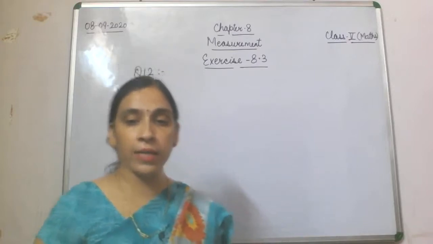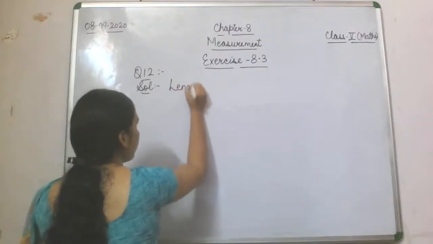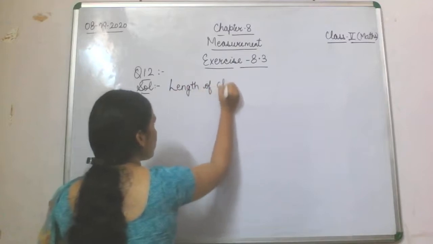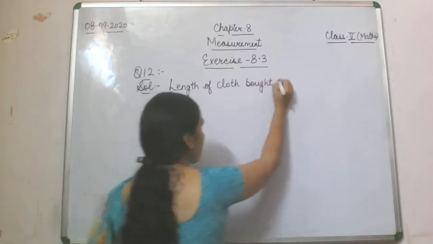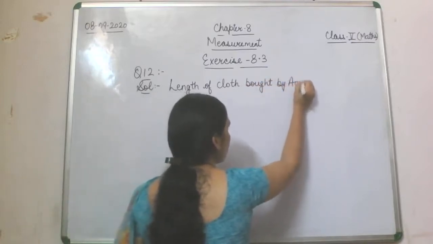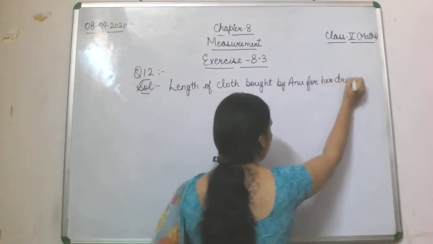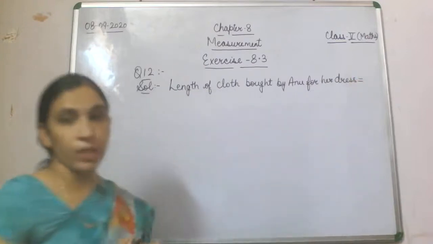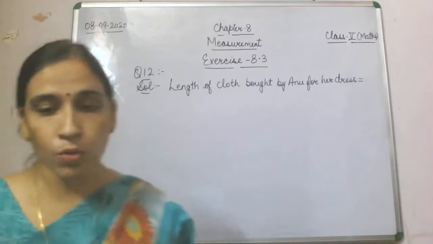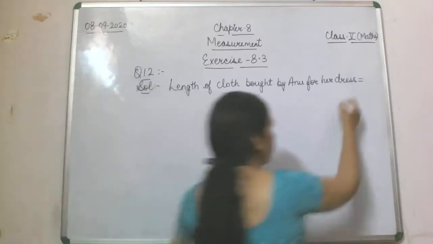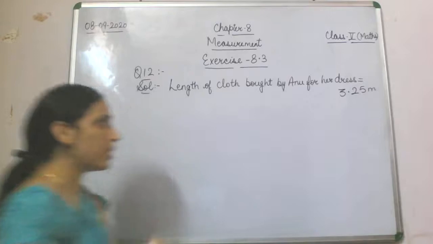So what we will write, that length of cloth bought by Anu for her dress. Now first length of the cloth was bought by Anu for her dress. So here the statement will be length of cloth bought by Anu for her dress. So what is that length? That is 3.25 meter.